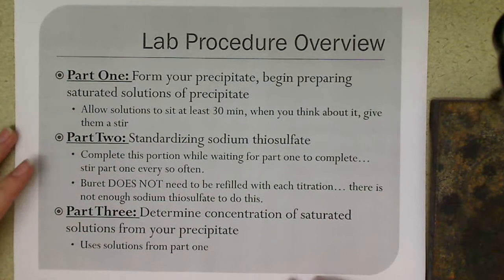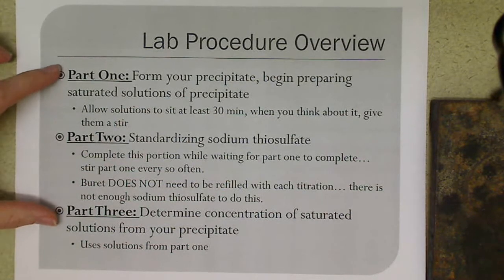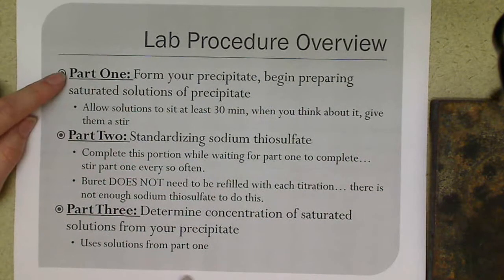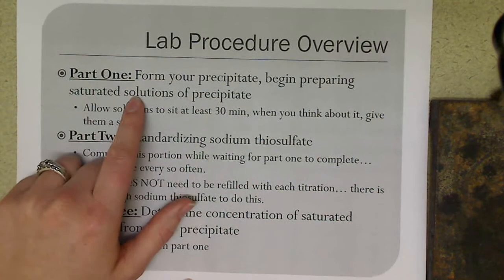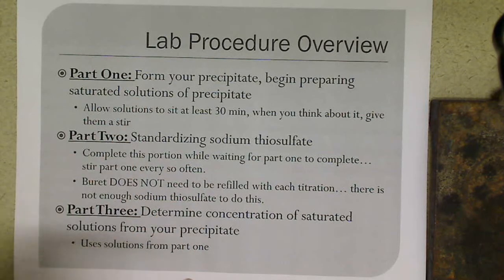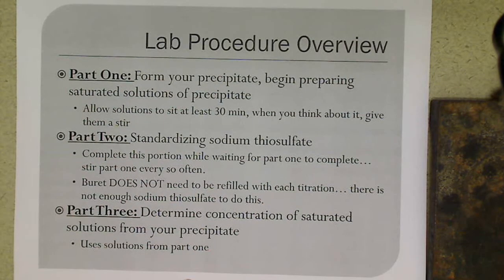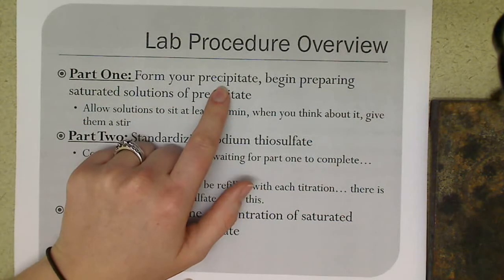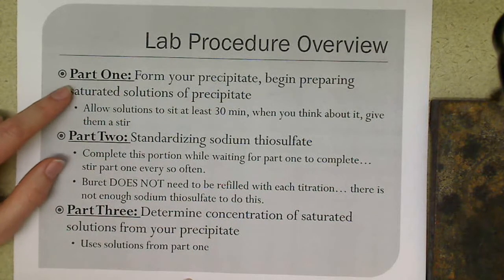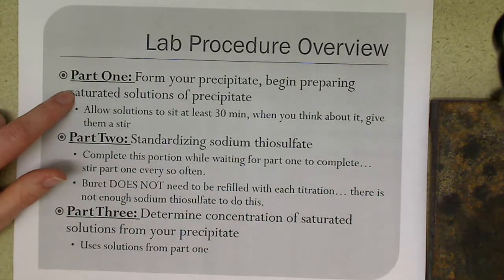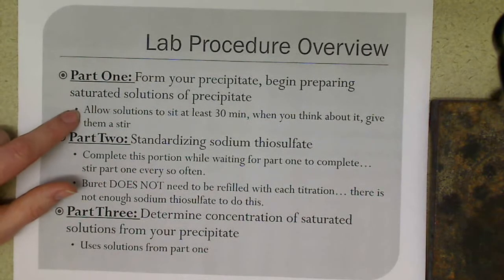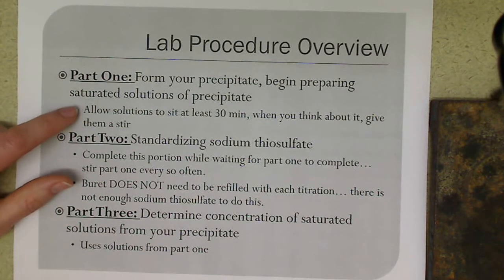So here is a general overview of what you're doing in the lab. Okay, so I've broken it down into 3 parts. The first part is when you're forming your precipitate and preparing your saturated solutions. Okay, we're looking to determine the solubility product constant for the precipitate that you're forming. So we need saturated solutions of it. Okay, we want saturated solutions so that we are at equilibrium. You're going to need to let these solutions sit for 30 minutes.